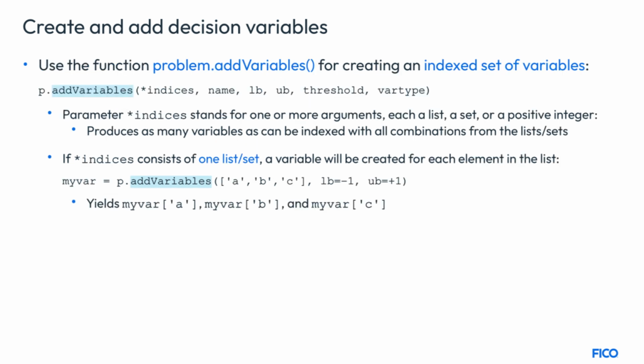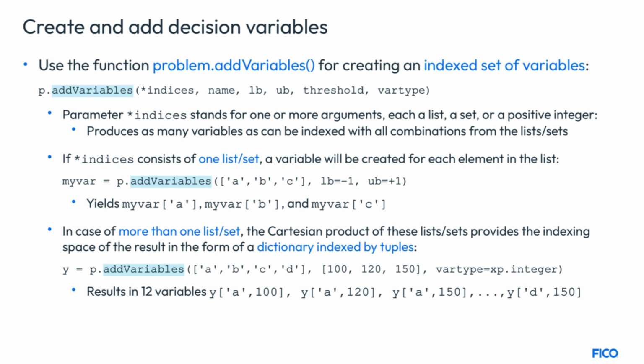For creating an indexed set of variables, you can use the function problem.addVariables. It takes one or more additional arguments denominated as *indices, each being a list, a set, or a positive integer. If the indices argument contains only one list or set, a variable will be created for each element in the list. In case more than one list or set objects are passed, variables will be created for all pairwise combinations between the elements of the lists or sets.